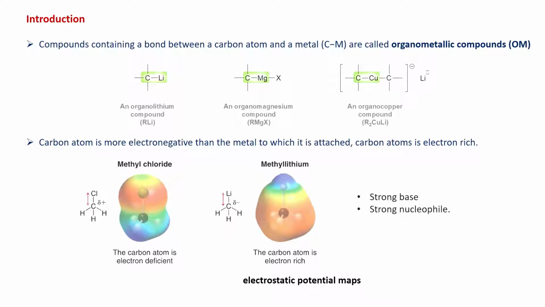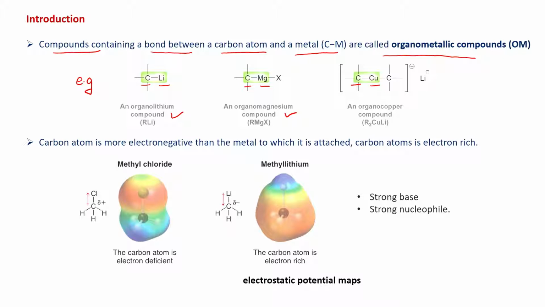So what are organometallic compounds? Compounds containing a bond between a carbon atom and a metal are called organometallic compounds. So here are some examples. Organolithium compound, in which carbon is bonded with lithium. Organomagnesium compound, where carbon is bonded with magnesium, and organocopper compound, carbon bonded with copper.